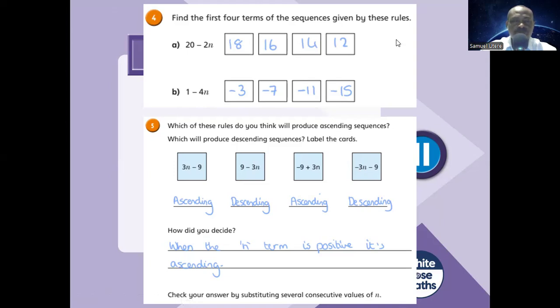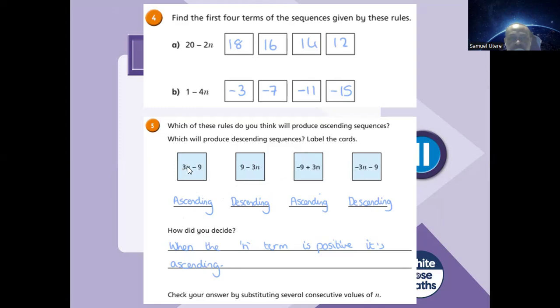And then question 5, you were asked, which of these rules do you think will produce ascending sequences, which will produce descending sequences? Label the cards. You can find this out by actually working through them to check which will give you ascending and descending sequences. And then how did you decide? So when the n term is positive, it is ascending. Okay, that's how you decide.